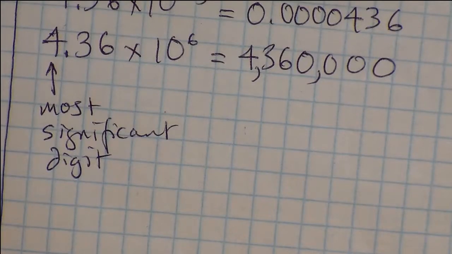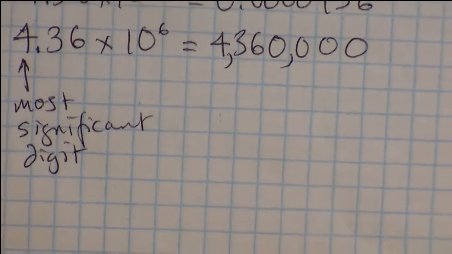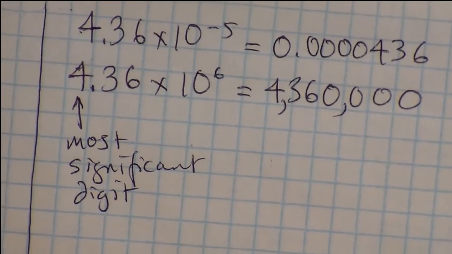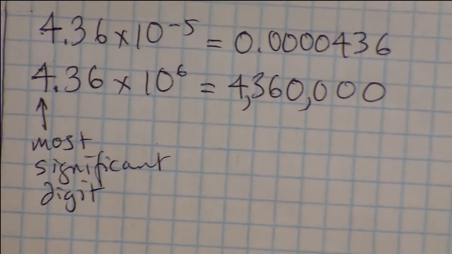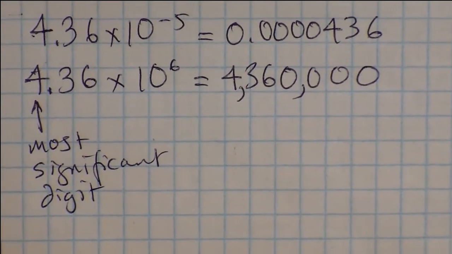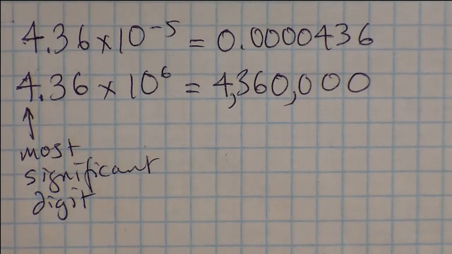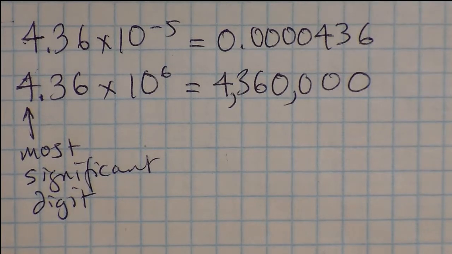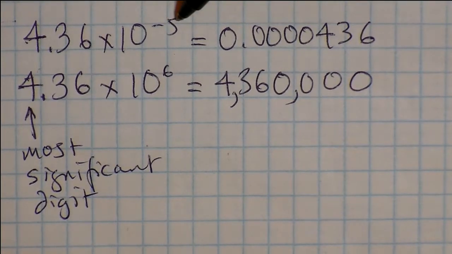For the two numbers in question that you see on display here, notice that 4.36 times 10 to the minus 5 is given to represent 0.0000436. The 4 is the most significant digit. The numbers that come before it are all zeros, and those zeros, called leading zeros, are usually ignored.